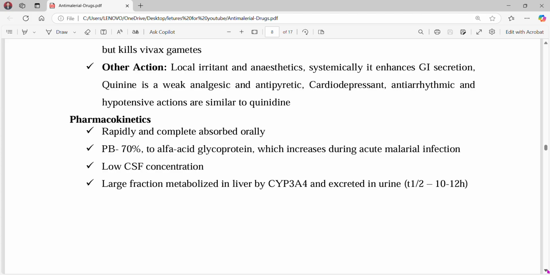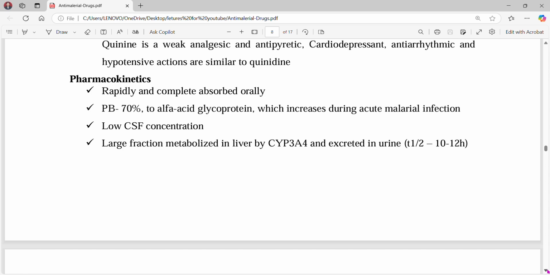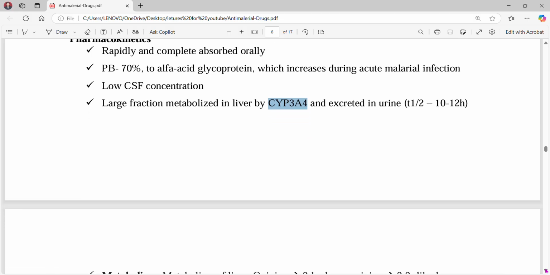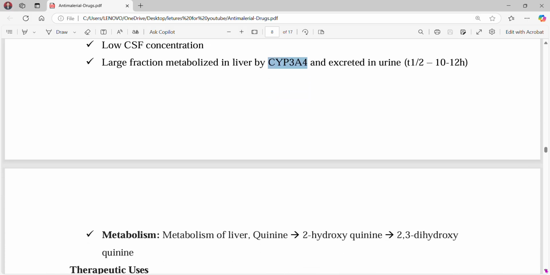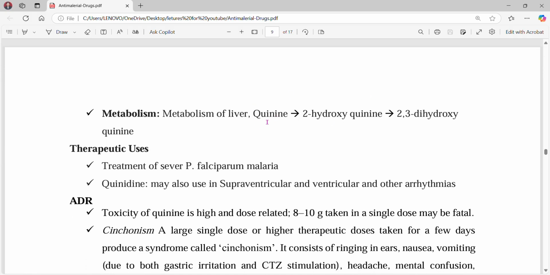Some of the pharmacokinetic parameters of quinine sulphate: it is readily absorbed orally. Protein bound concentration is almost 70%. Alpha acid glycoproteins also bind with quinine sulphate. It has low cerebrospinal fluid concentration. A large fraction is metabolized in the liver with cytochrome P450 and excreted in the urine. The half-life of quinine is 10 to 12 hours. It is metabolized in the liver, with conversion of quinine to 2-hydroxyquinine.